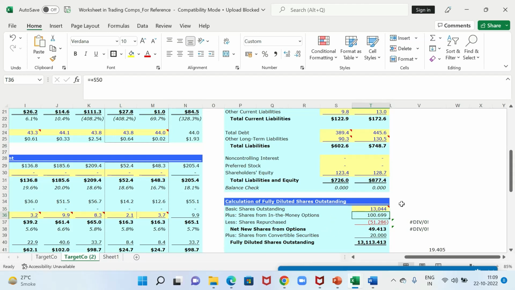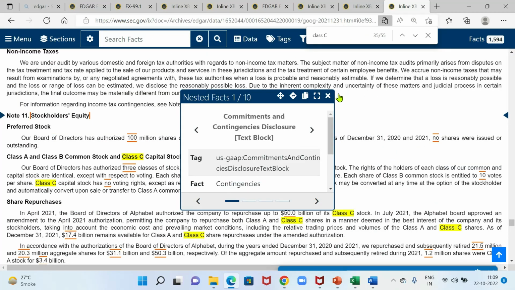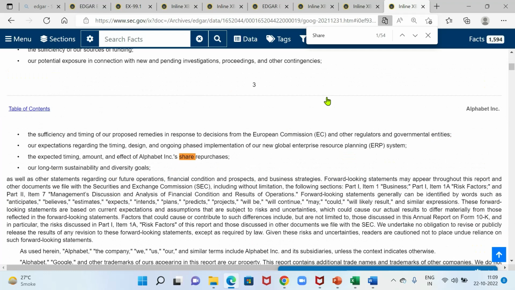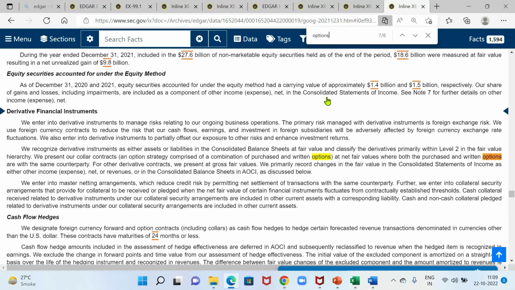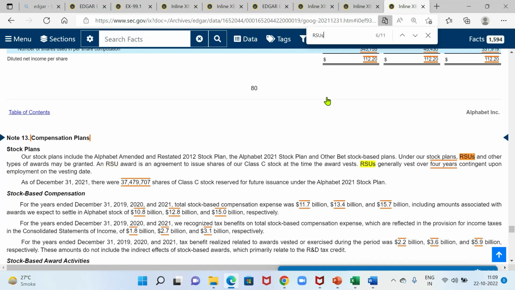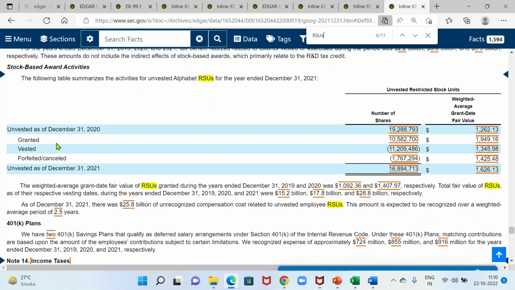Now to calculate the options, we'll have to go over here. The easiest way is to do Control F, options. We're not getting any hit. I'll say RSU, compensation plan, right? I'm just using certain filters. You will gradually come to know this when you develop that expertise over time.